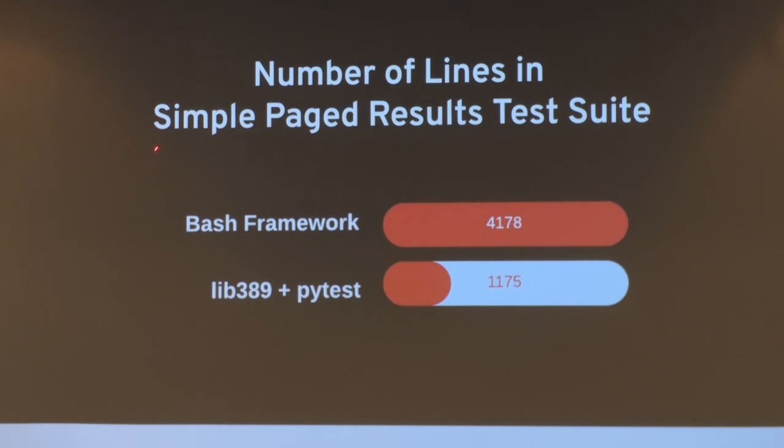For example, I ported the simple paged results test suite, and in Bash, without topologies, etc., just the pure test, it was 4,000 lines, and after I ported it, it was 1,000. And I was not professional at Python at that point, or now, but I mean, it can be done much better.